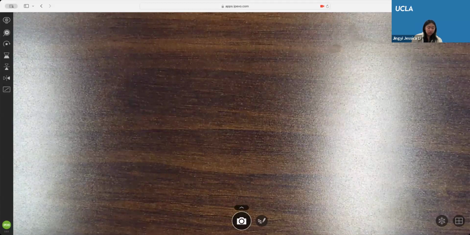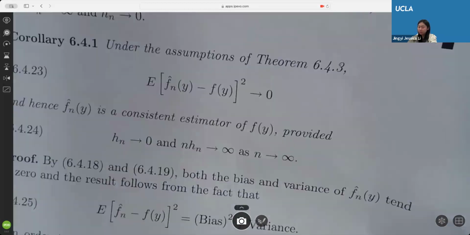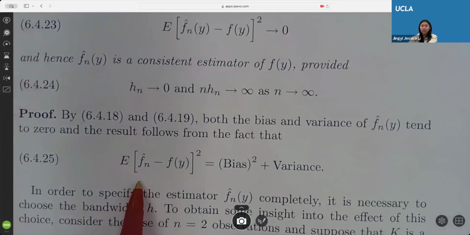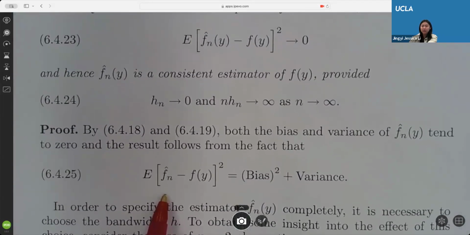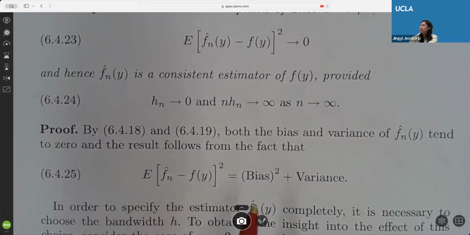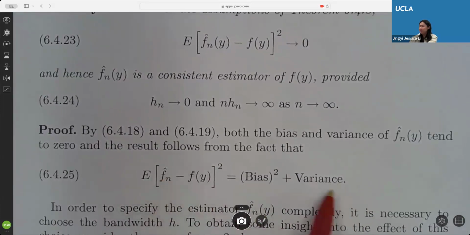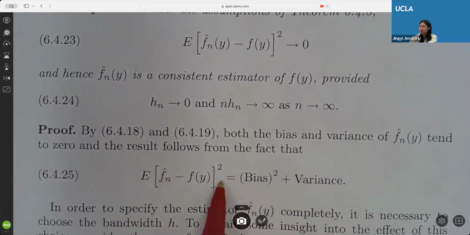Okay, so I'm skipping all the detail, but I'm just saying that this is something very classical in our statistical estimation: mean squared error equals bias squared plus variance. I think you have seen it before, right? Somewhere in some other classes.